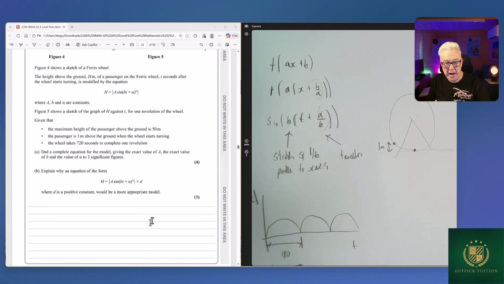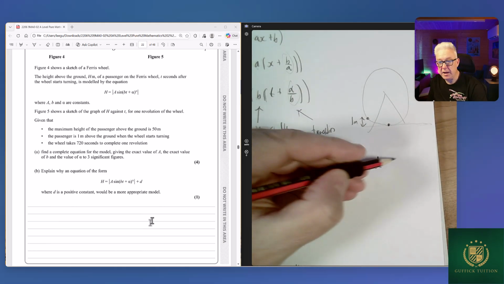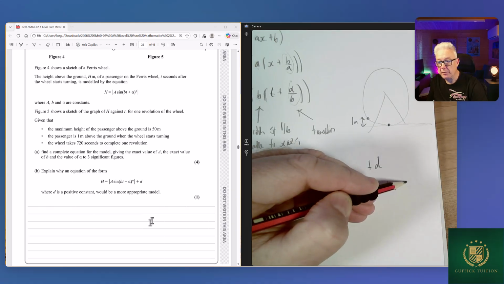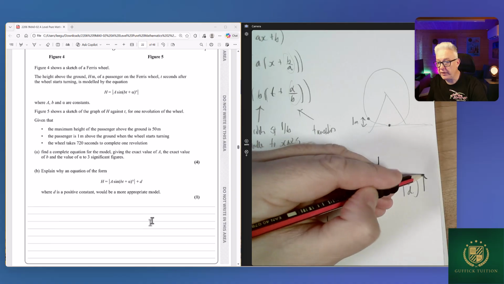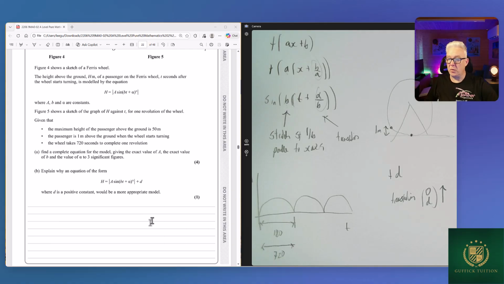So when we have the translation that they're proposing, the plus d, then that's going to be a translation by vector (0, d). In other words, it's going to move the whole Ferris wheel up, so it means that there will not be a point in the motion of the Ferris wheel where the height is 0. The height will always be above 0, which means there's no danger of the Ferris wheel scraping on the floor. Perfect. Well, I hope you found that helpful. Super tricky question in my opinion.